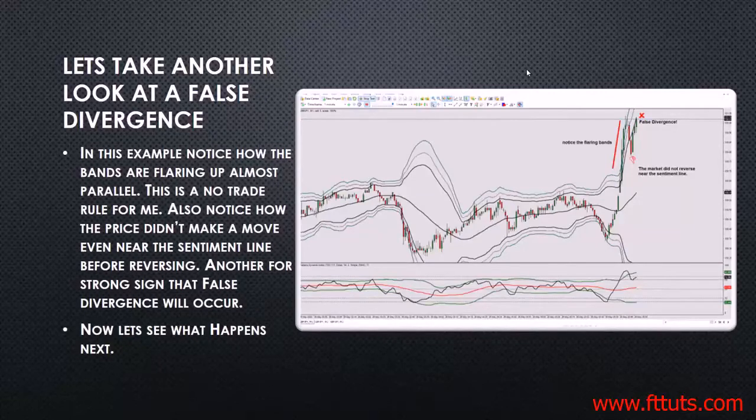Let's take another look at false divergence. In this example, notice how the bands are flaring up at almost a parallel level. This is a no trade rule for me. Also, notice how the price didn't make a move even near the sentiment line before reversing. Another strong sign that the false divergence will occur. Now let's see what happens next here.